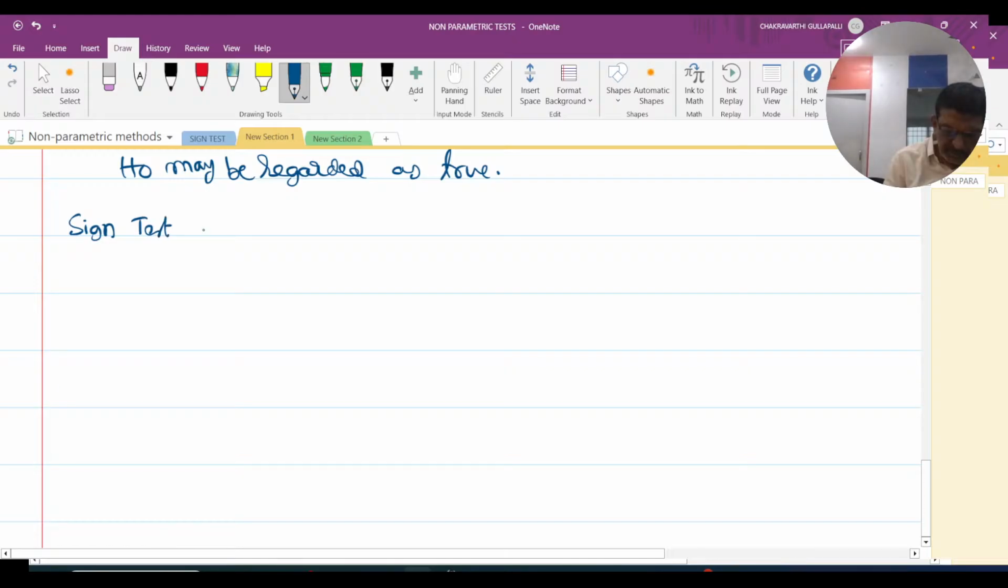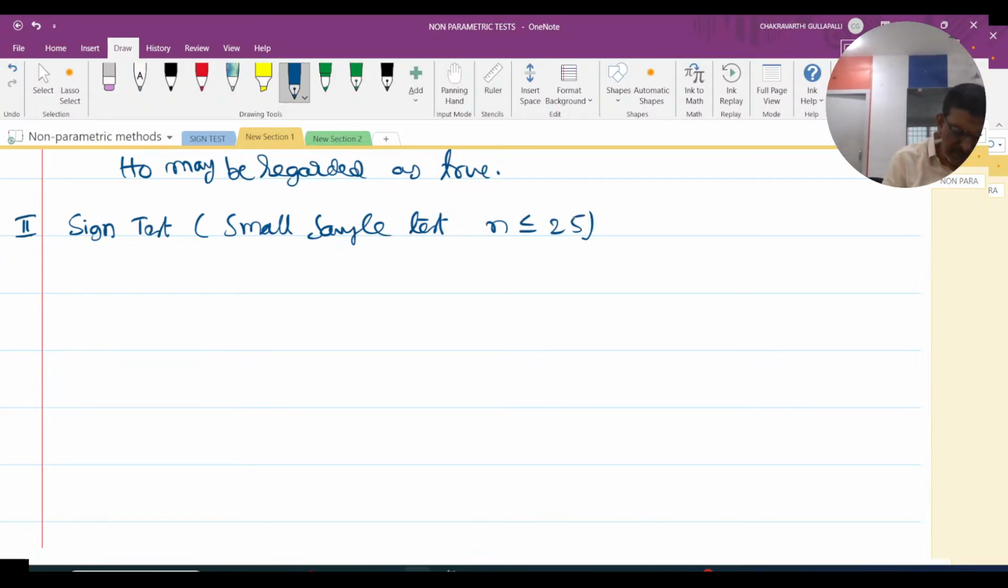Test. Small sample. Test n less than or equal to 25. How can you perform this one? This is number 2. n less than or equal to 25.